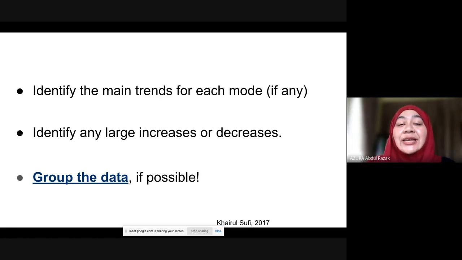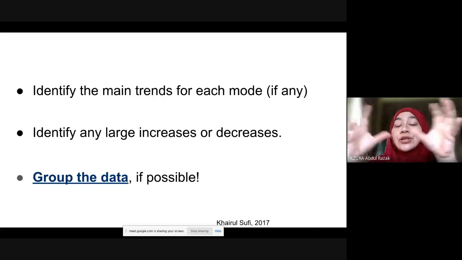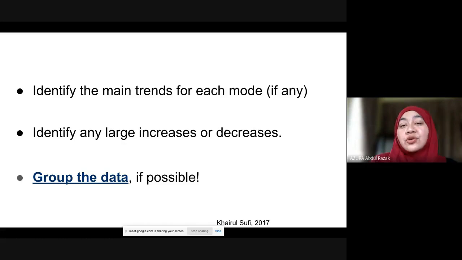Identify any large increases or decreases, and you group them together if possible. When you group them together, this is when you can start analyzing things. You're not going to look at everything. You're going to put it group by group, and then you're going to analyze it group by group.